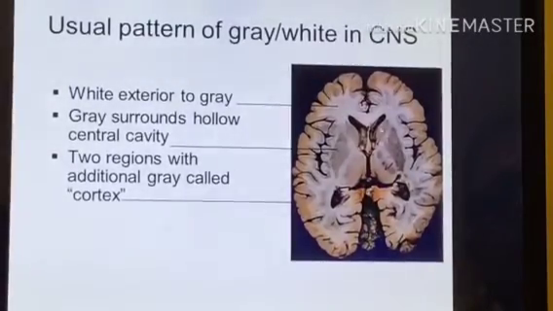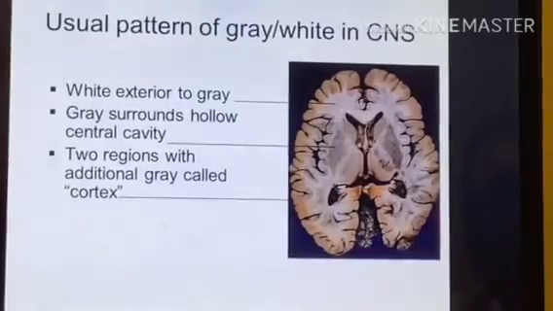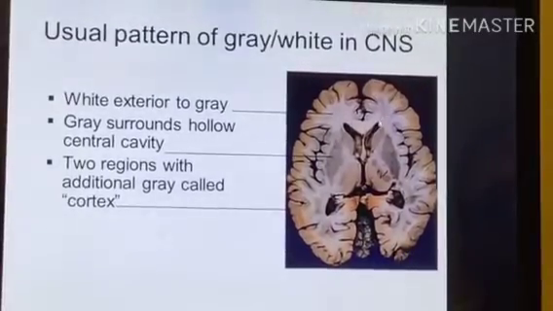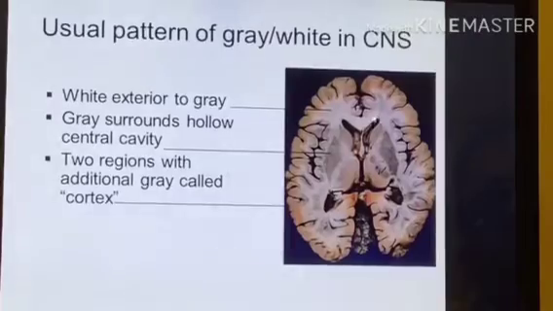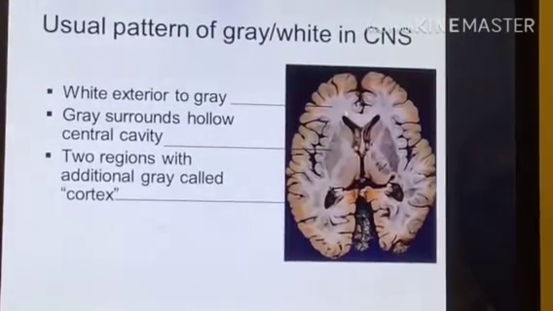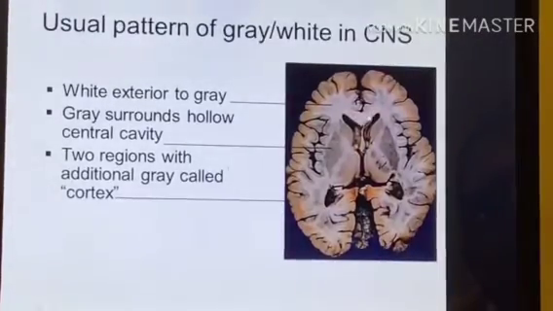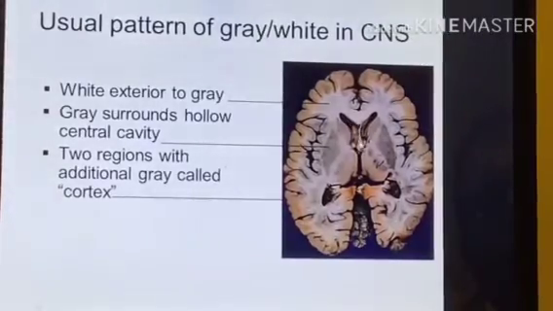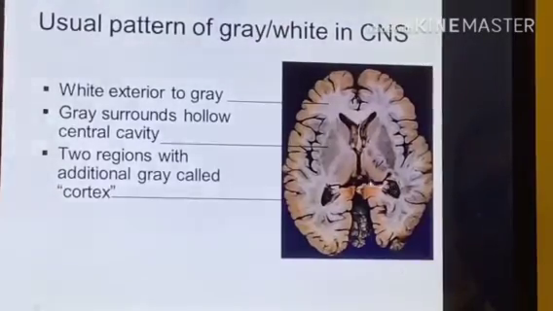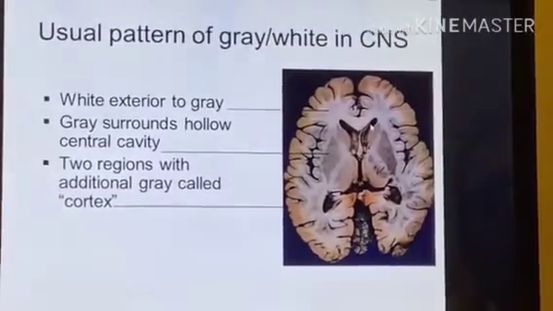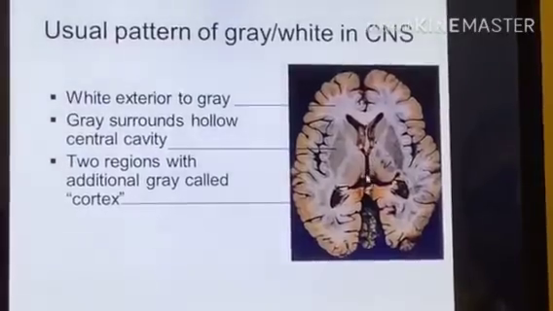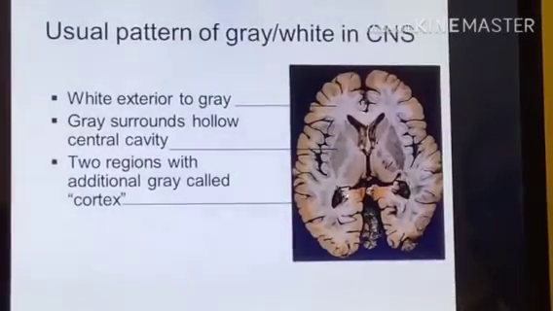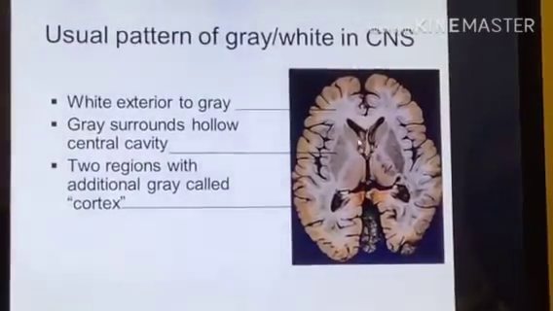The right and the left hemispheres of the brain are connected by this white matter. We call it the corpus callosum. Inside, if you can see this and that, these are cavities found inside the brain. We call them ventricles. They are filled with CSF, I mean cerebrospinal fluid.